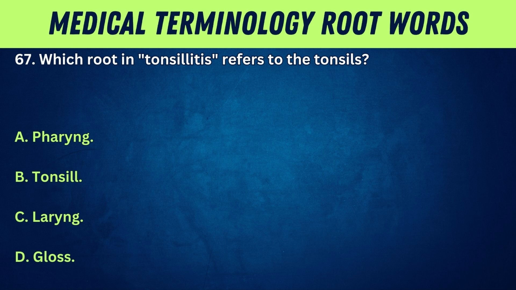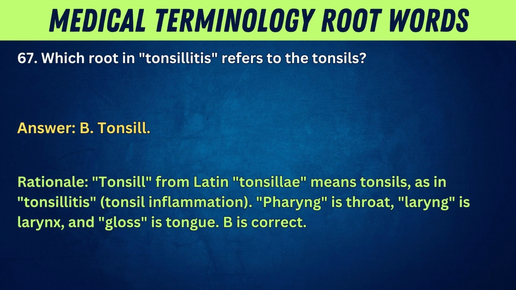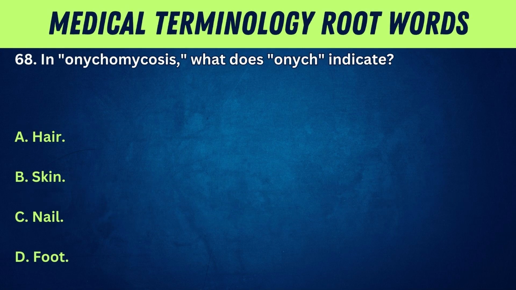67. Which root in tonsillitis refers to the tonsils? A. Pharynge. B. Tonsil. C. Larynx. D. Gloss. Answer. B. Tonsil. Rationale. Tonsil from Latin tonsilla means tonsils, as in tonsillitis, tonsil inflammation. Pharynge is throat, larynx is larynx, and gloss is tongue. B is correct.